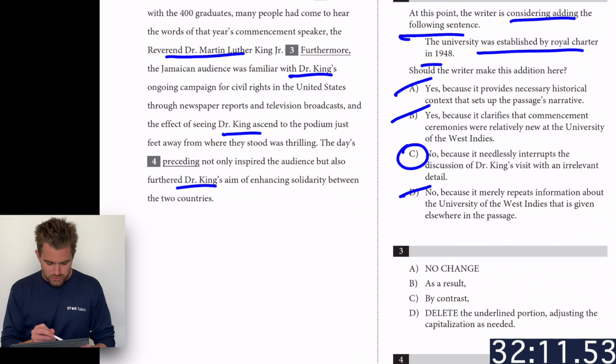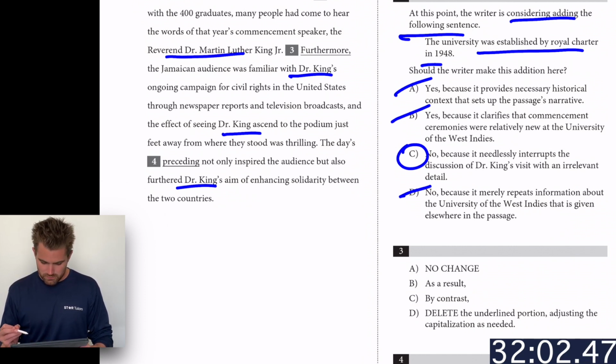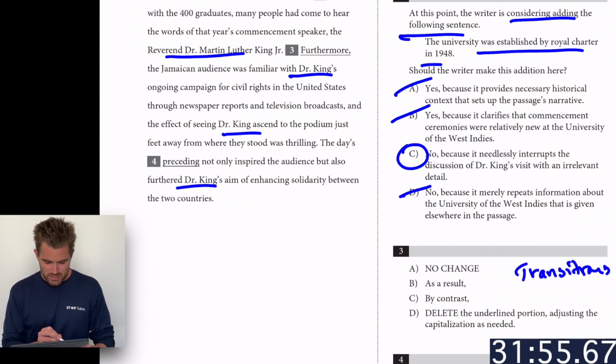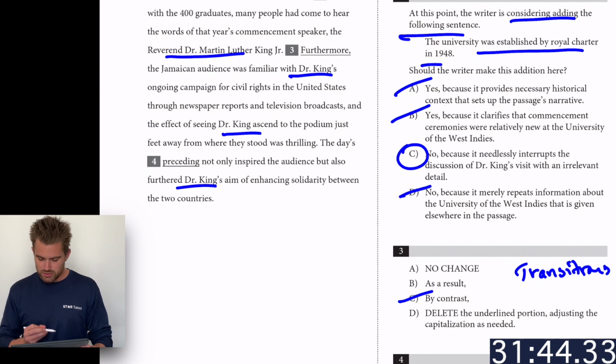Number 3 says, "Furthermore, the Jamaican audience was familiar with Dr. King's ongoing campaign for civil rights in the United States through newspaper reports." This is a transitions question, guys. It's covered, like I said, if you download the app, it's covered here. Furthermore is a support transition. By contrast is not, it's a contrast transition, so it's not disagreeing with the sentence before. The Jamaican audience is familiar.